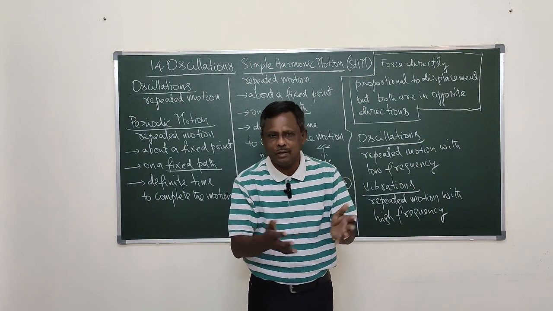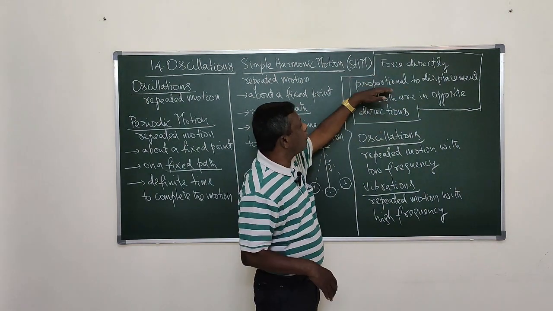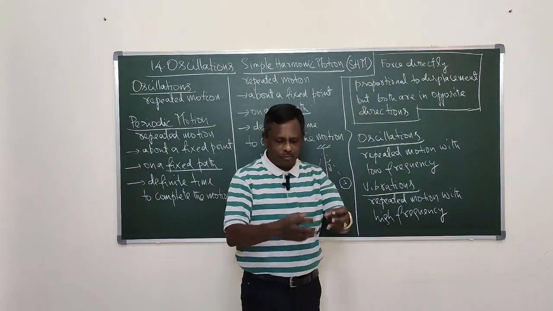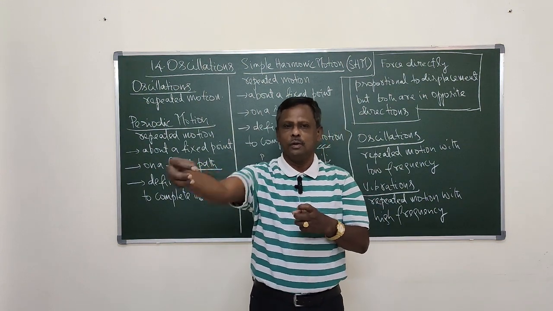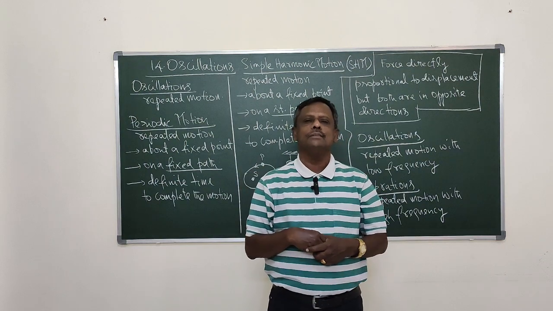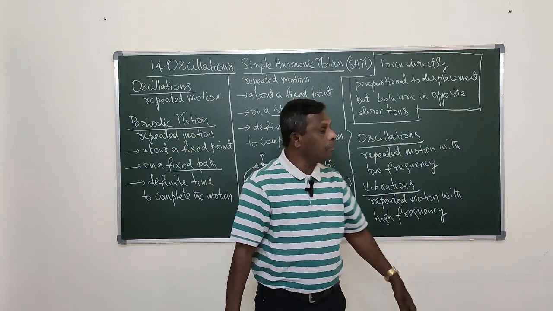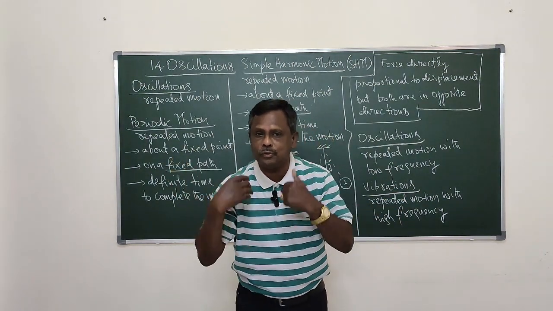So how do we elaborate this? The force acting on it is directly proportional to the displacement, that is, how much the body has moved from the fixed point. The more it goes away from the fixed point, the more force it applies to pull it back. So the force and displacement should be directly proportional. But how are they acting? They are acting in the opposite direction.